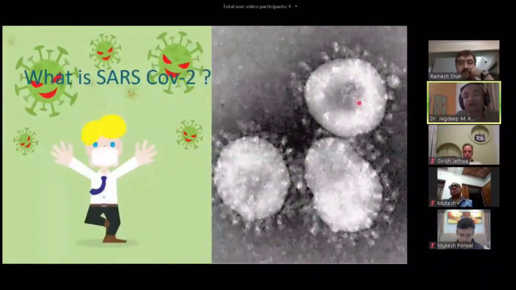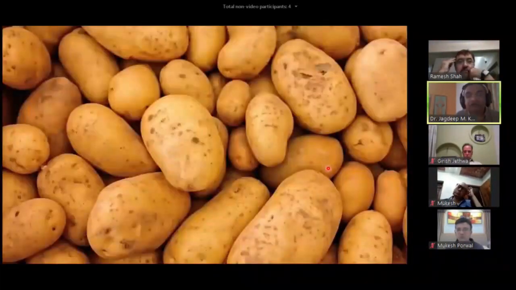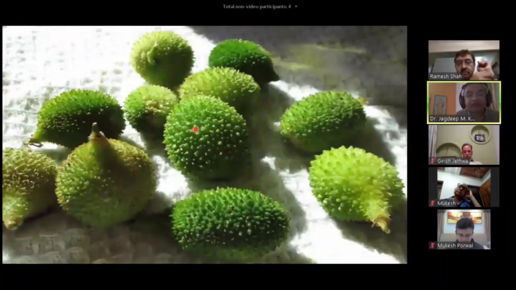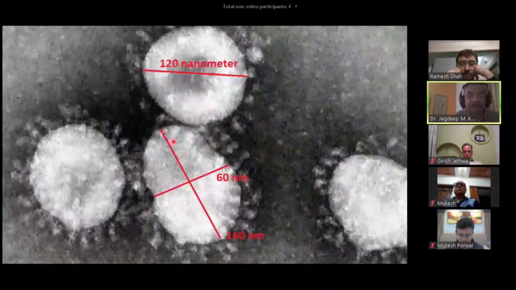And this corona is not a single shape or single size, it's pleomorphic. So what is pleomorphic? Pleomorphism is shown in potatoes. Potatoes are never of the same size or same shape. They are a mix of different sizes and shapes. And under the electron microscope, they look something like the vegetable we eat.